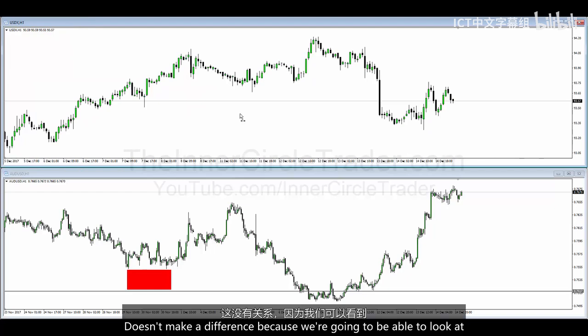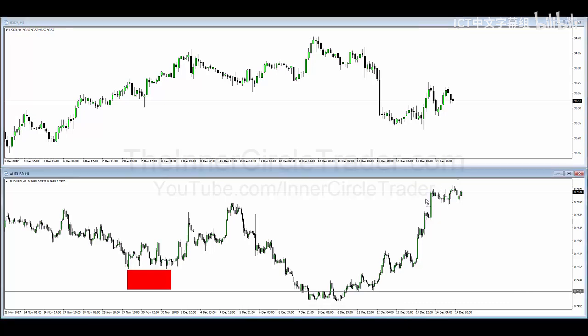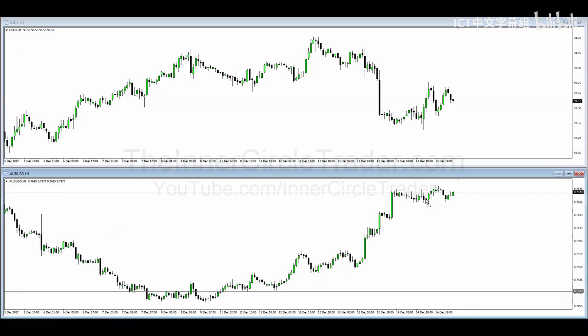It doesn't make a difference because we're going to be able to look at everything as we would regardless of what orientation it is. So we have the dollar index. You always want to check your little date over here. It's showing the 5th of December 2017, and we're going to have to roll back that by zooming in so that way we have the same reference markers.